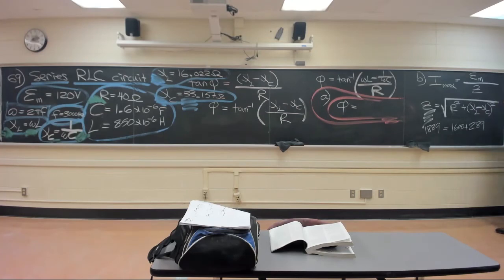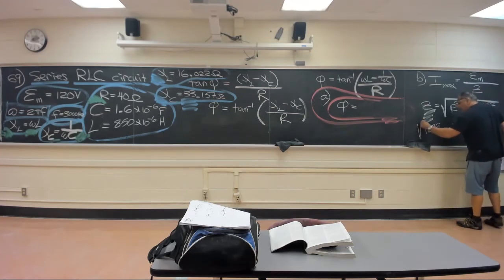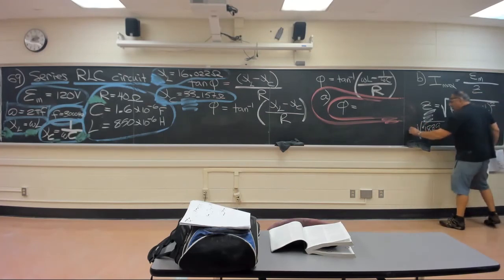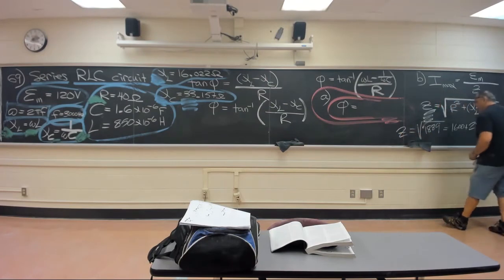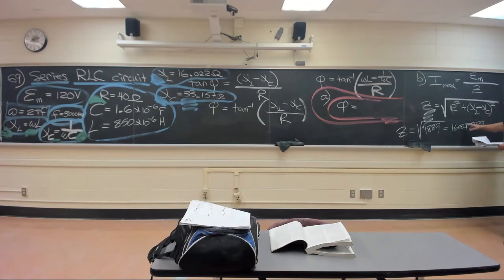Ballpark idea, 1889. Get the square root of that, and you're going to get Z. Well, look, we were saying if it was in resonance, it would be 40 squared, which is 1600. The square root of 1600 is 40. 120, the max E, divided by the R, because these guys, let's say if it was in resonance, they'd be equal. Well, they're not equal.